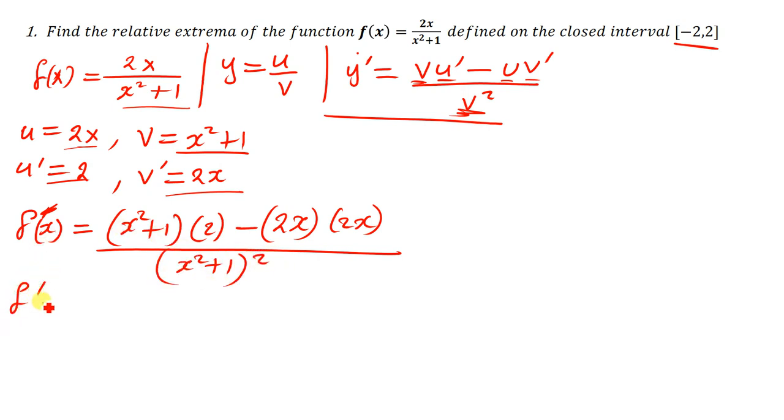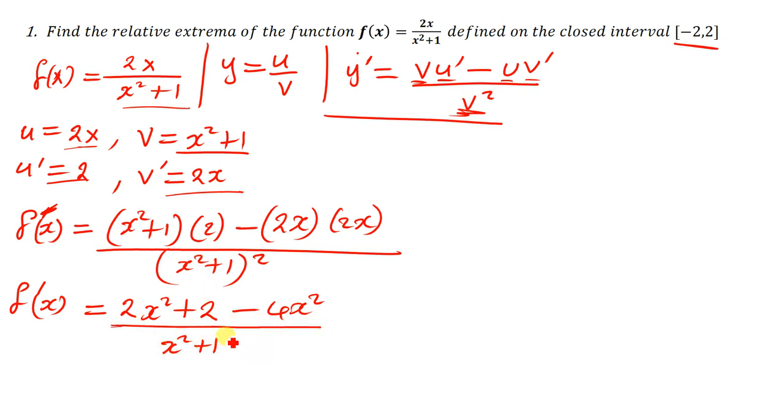Now let's simplify this expression. Simplifying, we're going to have 2 times x squared, which gives 2x squared, plus 2 times 1, which gives 2, then minus 2x times 2x, which gives 4x squared. This is the expression on the numerator, and the denominator will still remain as x squared plus 1, then squared. So 2x squared minus 4x squared, we're going to get negative 2x squared.